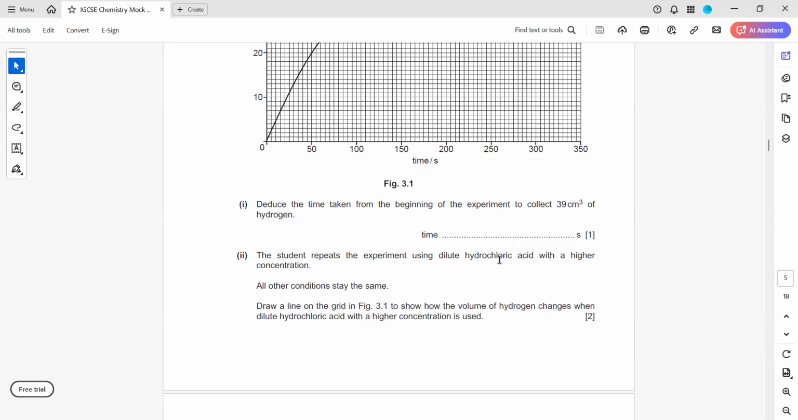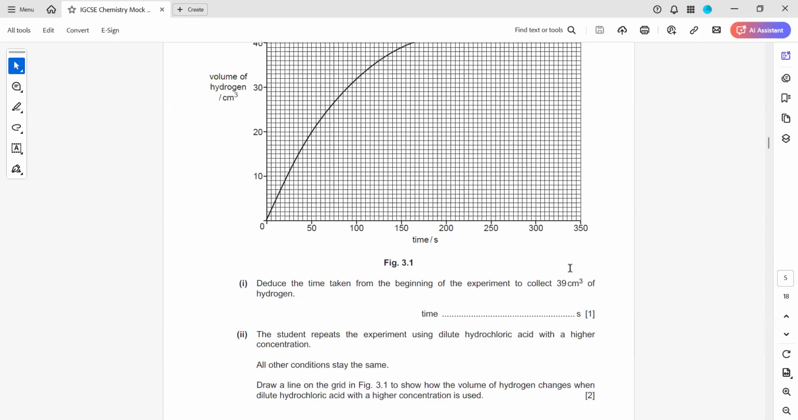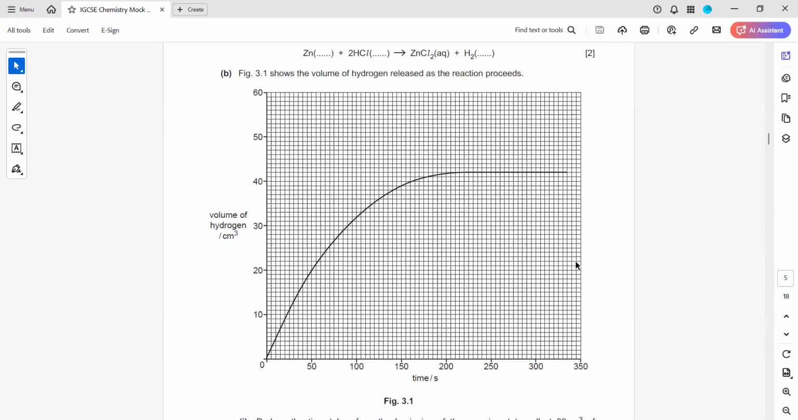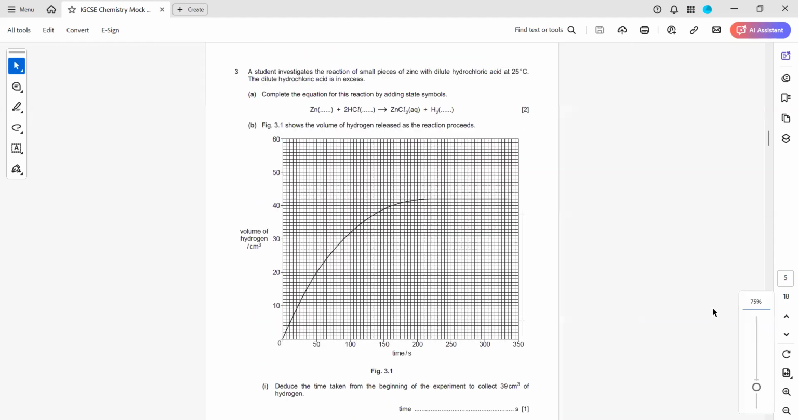The student repeated the experiment using higher concentration. So hydrochloric acid is already in excess. So if I increase the excess reagent, it will only affect the rate, but it won't affect the product. So the reaction will be much faster, means it's steeper, but the final product will be same.